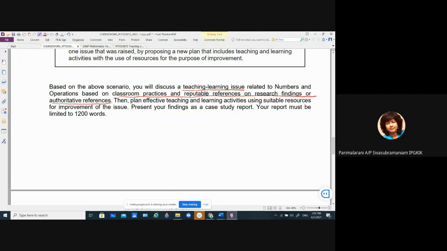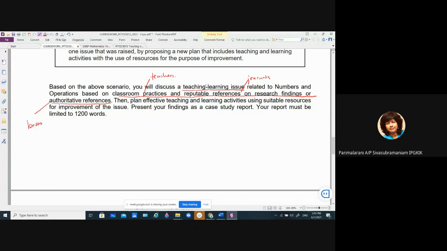So either you take from reputable references, usually referring to journals, okay, on research findings, or authoritative references will be books. Okay. There are many books on teaching mathematics written by good authors. You can take from books, or you can take from classroom practices. When you go for your PBS, you can talk to your mathematics teachers in your school, okay? And they can tell you, oh, my class, the students have this difficulty with fractions, okay? You can put that also in, okay? So that is the teaching learning issue.